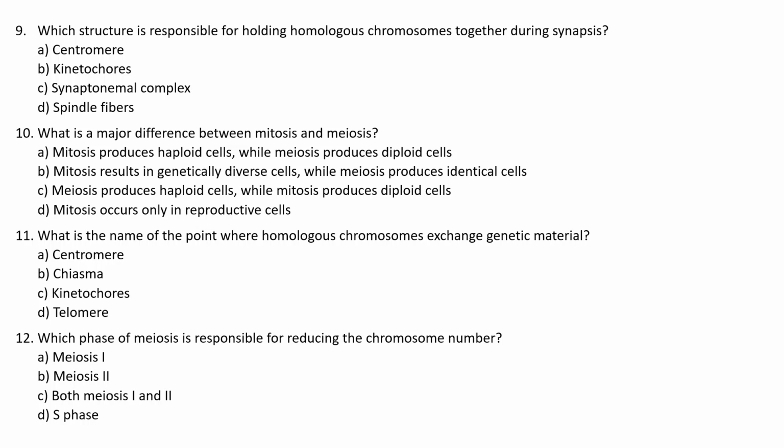That is the reductional division phase of meiosis. Meiosis two is, as I discussed just a couple questions earlier, equational division, where the genetic content of each cell is decreasing, but the chromosome number remains the same. Okay, so great, good.